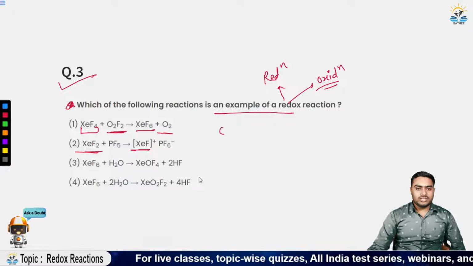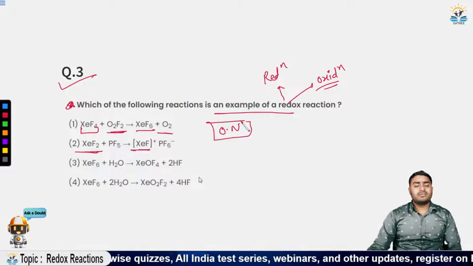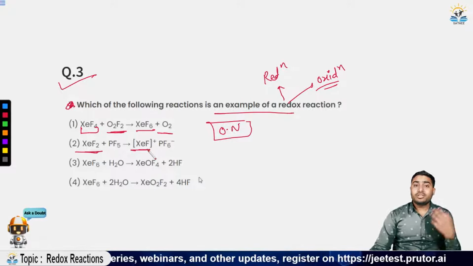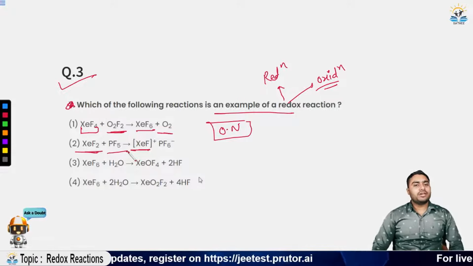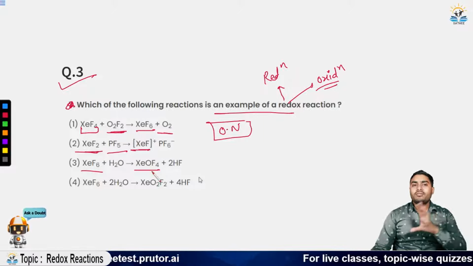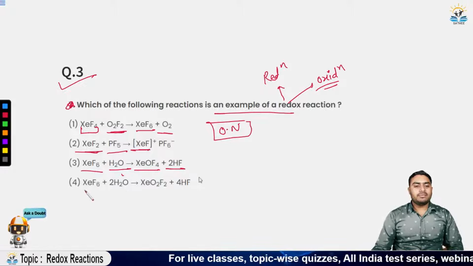You can check the oxidation number, but I am just checking with simple terms, that we have discussed with the simple definition. XeF2 to XeF, that means removal of more electronegative element. PF5 to PF6, that means addition of more electronegative element. XeF6 to XeOF4, removal of more electronegative element. H2O2 to HF, addition of more electronegative element.